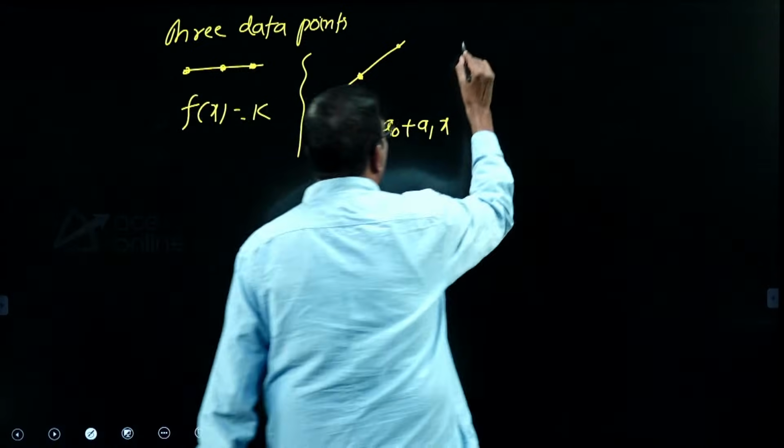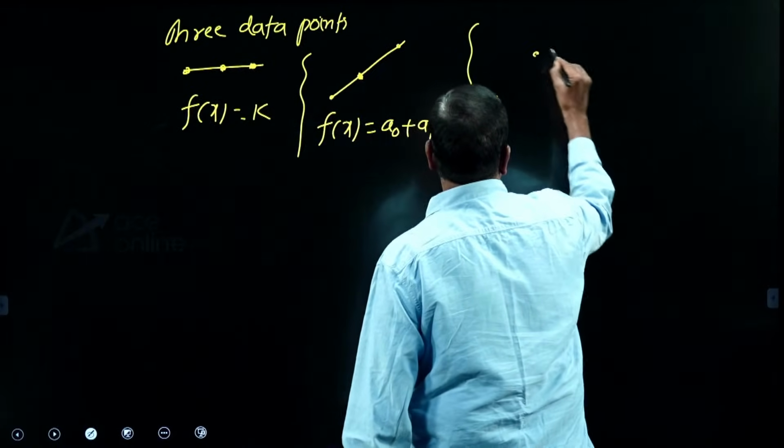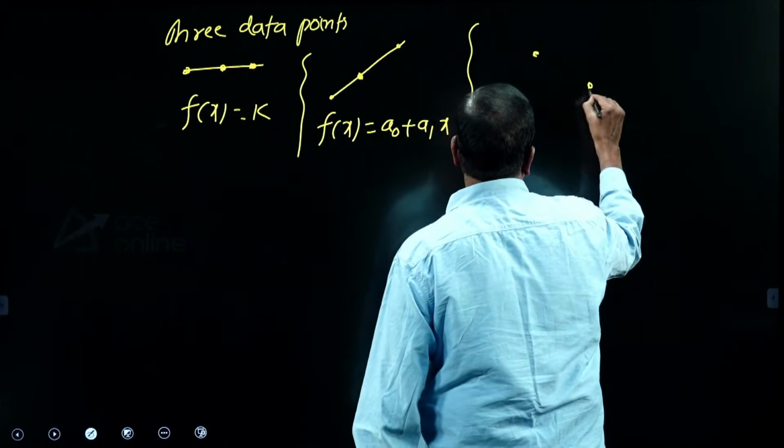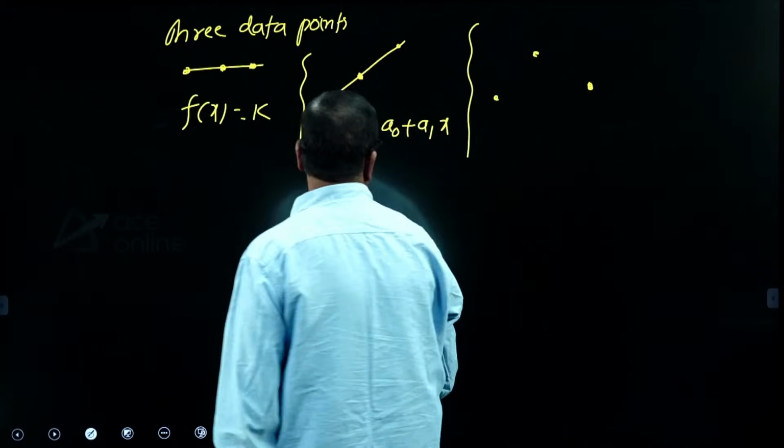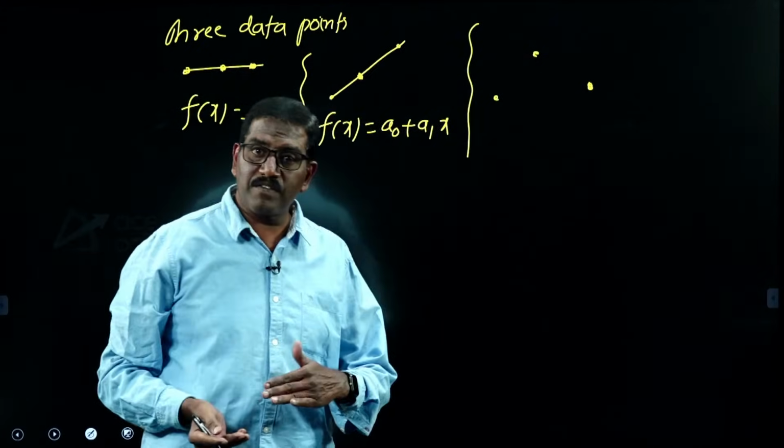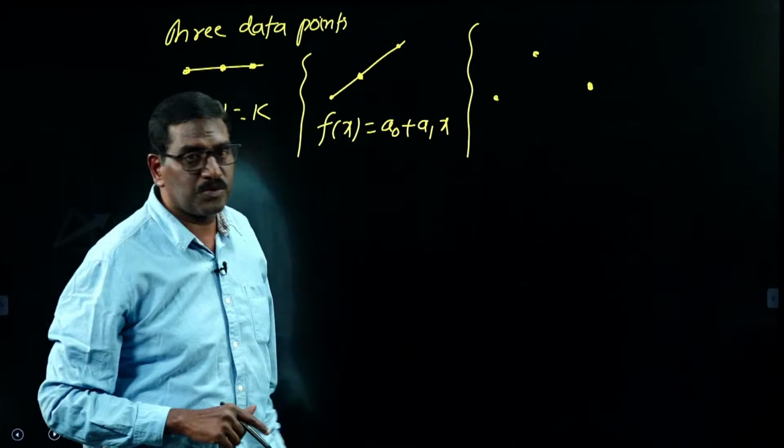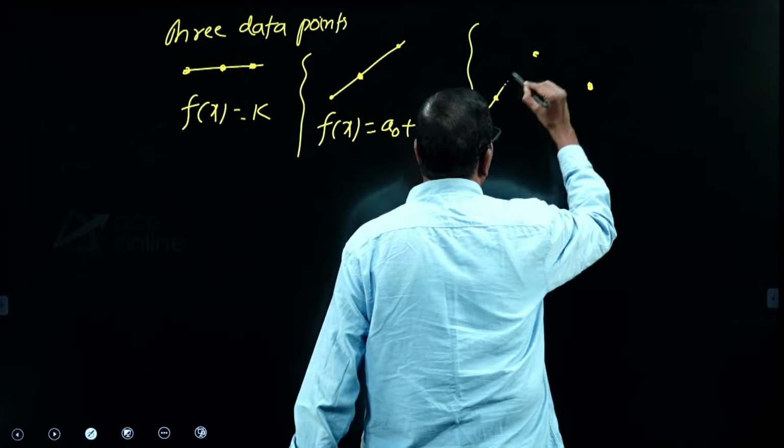But three data points may be like this also, need not be in a straight form. If the three data points are like this, 100% we have to draw the curve which is passing through these data points, which means compulsorily it is a parabolic shape.